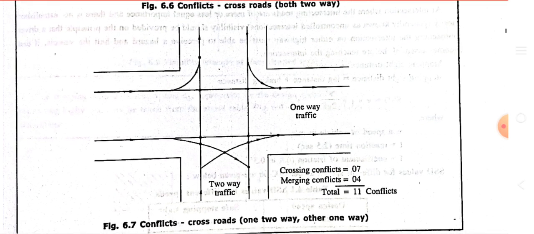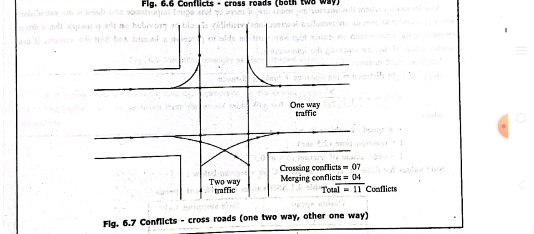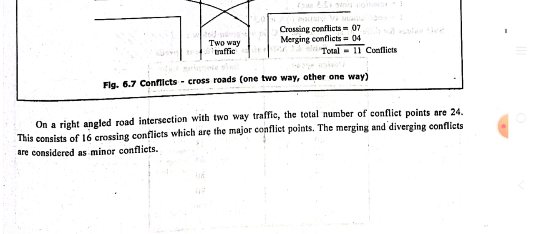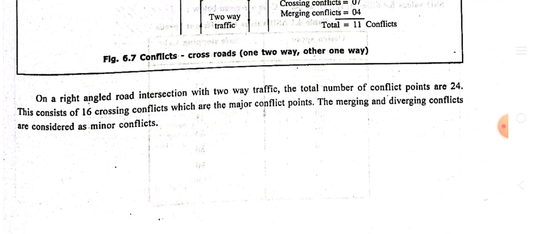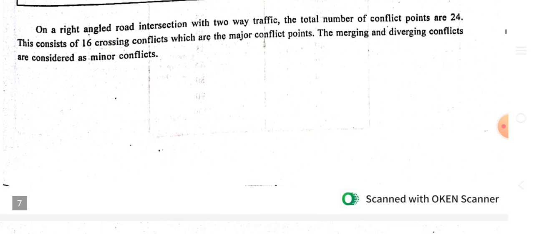Now next is a conflict at a crossroad where one road is one way and the other is two way. So if one road is only single way and another road is a two-way road, a total of 11 conflict points is seen. On the right angle road intersection with two-way traffic, the total number of conflict points is 24, and 16 crossing conflicts are considered major conflict points, and the merging and diverging conflicts are considered minor conflict points.